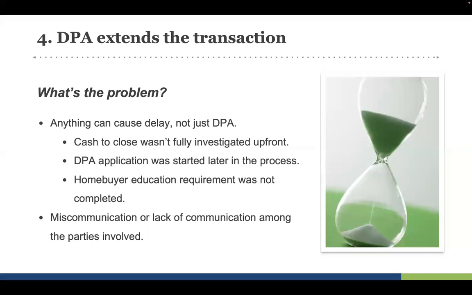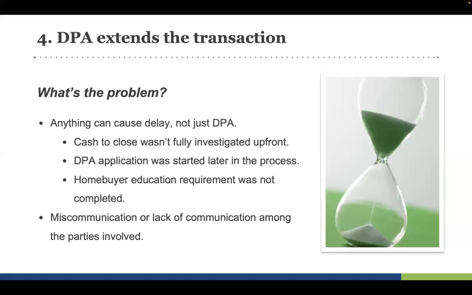Down payment assistance extends the transaction. Okay, this is rampant. I'll say that. This is a rampant concern. Problem is, anything can cause a delay, not just the down payment assistance. However, you all may well know, anytime there's a down payment assistance program involved, it's the easy target to point the finger at to say, oh, well, there was a DPA. That's why there was a delay. Well, let's think about that.